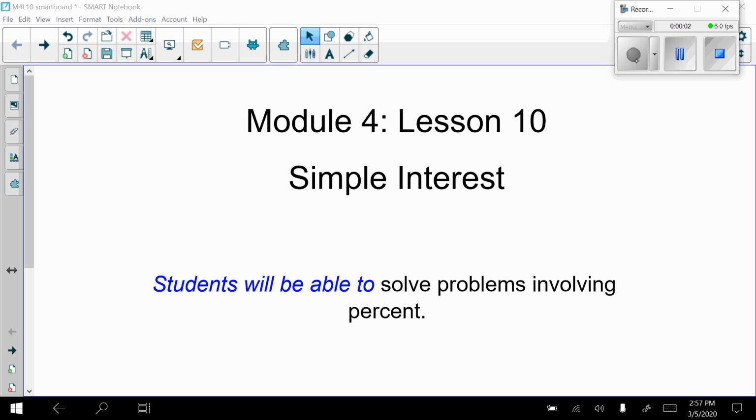Hi everybody, Module 4, Lesson 10, Simple Interest. Students will be able to solve problems involving percent.